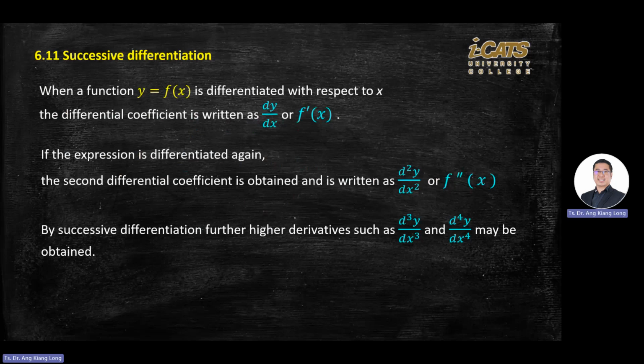So f comma means 1 time; double comma means this is the way you write double differentiation, d squared y divided by dx squared. 3 times means d cubed y divided by dx cubed, x power 3. Don't write it wrong, it's not d3.